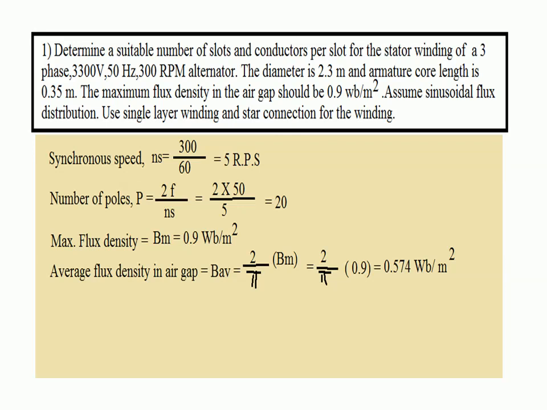Maximum flux density is given in this problem as 0.9 Weber per meter square. Hence, we have to calculate the average flux density. B average equal to 2 by pi into B maximum. We are going to get around 0.574 Weber per meter square.